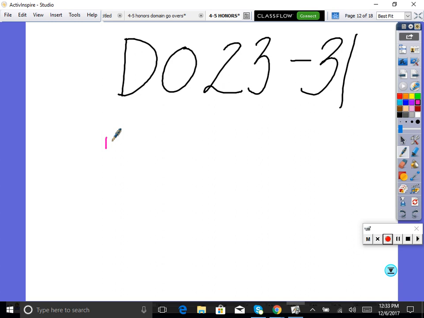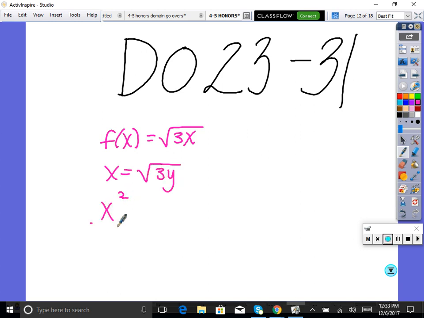Everybody look at 28. You have this. f of x is equal to the square root of 3x. So what's the inverse? x squared over 3 equals y. But we gotta have a restriction, right? Because this, think about it, is there a shift left and right? No. Is there a shift up and down? No. So it looks like this, correct?